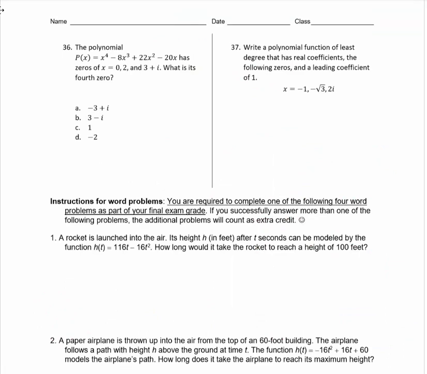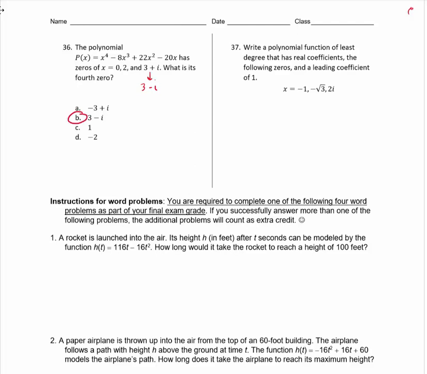36. We have a polynomial here. It tells us that it has zeros of 0, 2, and 3 plus i, and it asks what is its fourth root. And so this is like a concept question, because what we need to know is that roots come in complex conjugate pairs, and so the 0 and the 2, we wouldn't get any more information out of that, but the 3 plus i means that 3 minus i also has to be a 0, and so we're going to pick that out of the lineup here.